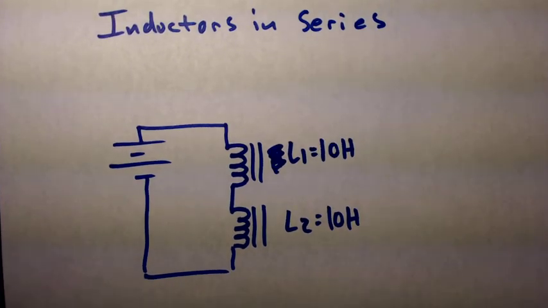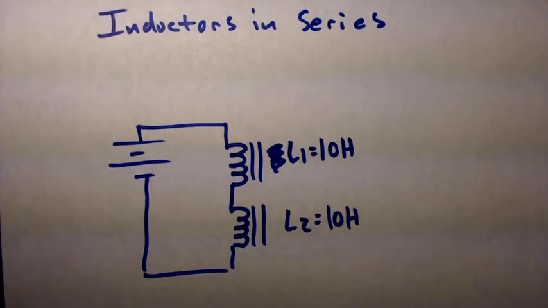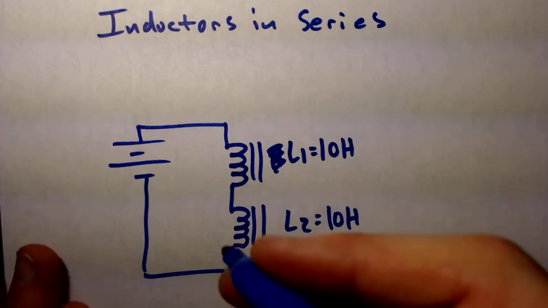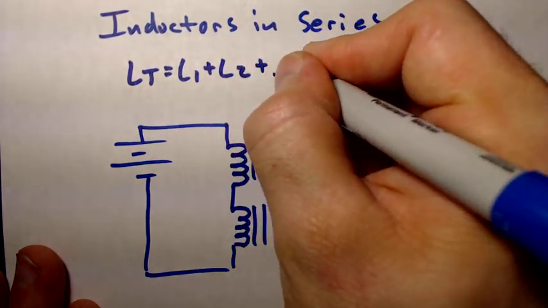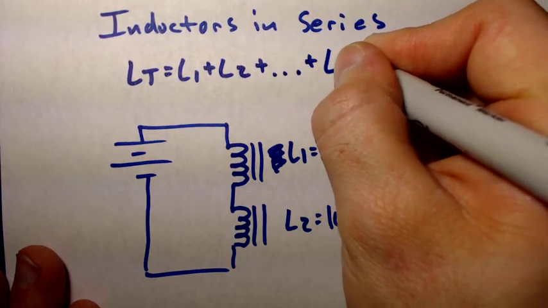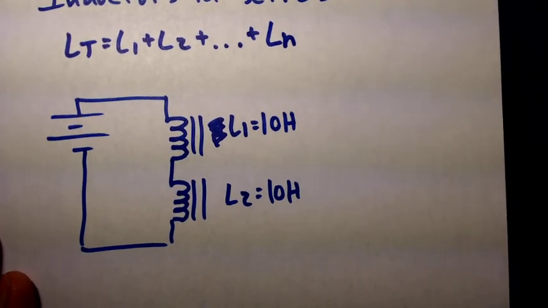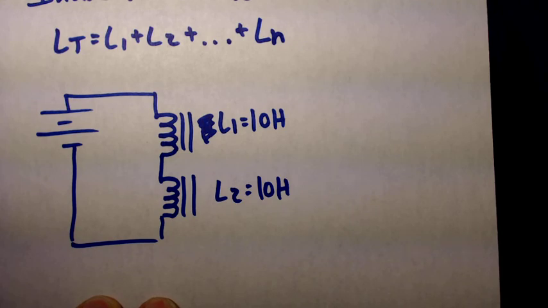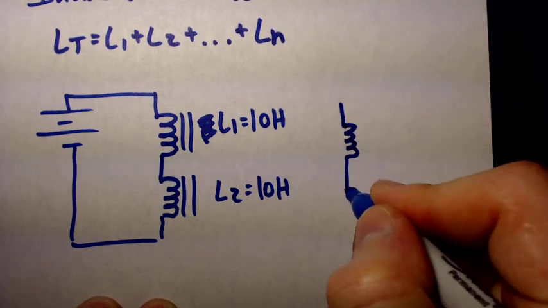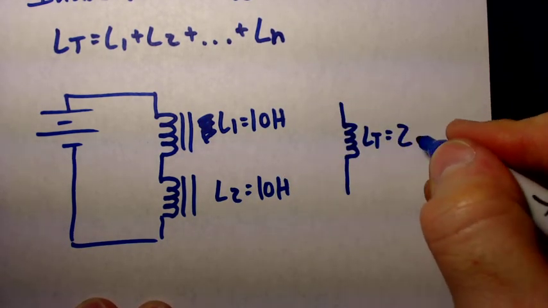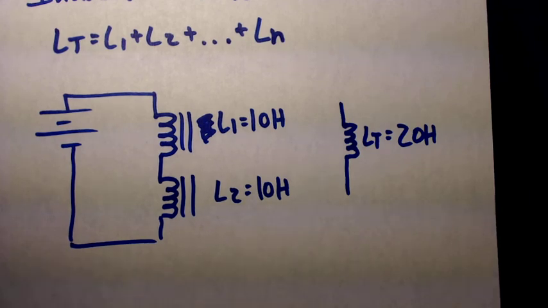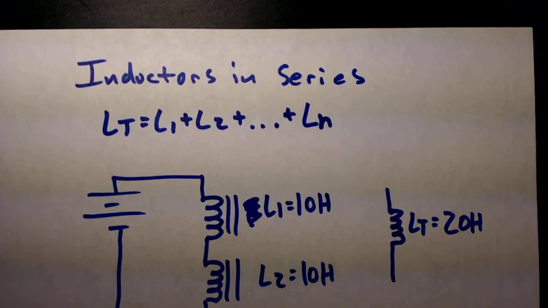Well, inductors in series, much like resistance in series, or I should say inductance, I should speak in terms of the property. Inductance in series does the same thing that resistance in series does. It just adds. LT is equal to L1 plus L2 plus ... plus Ln. So in this case, I can replace these two inductors with one inductance where LT is equal to 10 plus 10 henries, or 20 henries in this case. And that takes care of what inductors in series do.